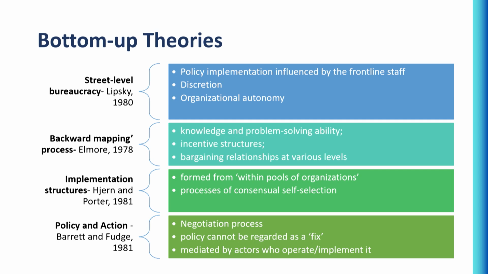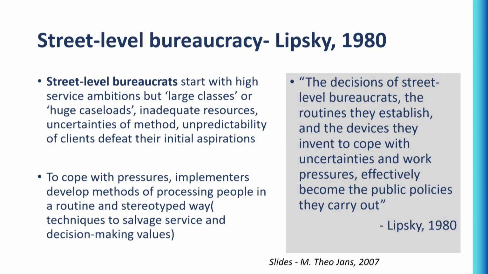Similarly, Elmore will talk about the backward mapping process, where knowledge and problem solving ability, incentive structures and bargaining relationships are seen at various levels, and implementation structures. Barrett and Fudge will talk about policy and action as a negotiation process. So a policy cannot be regarded as fixed. It is mediated by actors who operate and implement it. There is a negotiation process constantly going on, and they will implement it. So this I talked about street level bureaucracy.